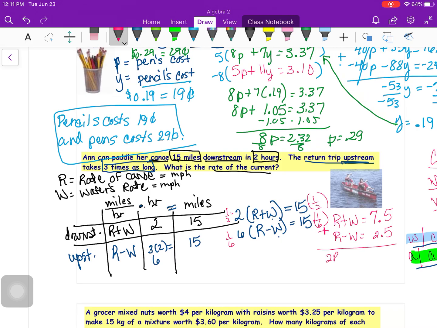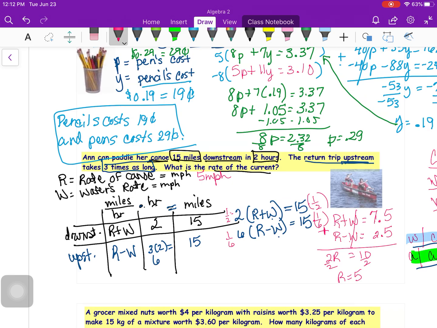Now I'm ready to add those two equations. R plus R is 2R. W plus negative W is gone. 7.5 plus 2.5 is 10. So I divide by 2, and R equals 5. Go back up here. R was the rate of the canoe. 5 miles per hour is the speed of the canoe.